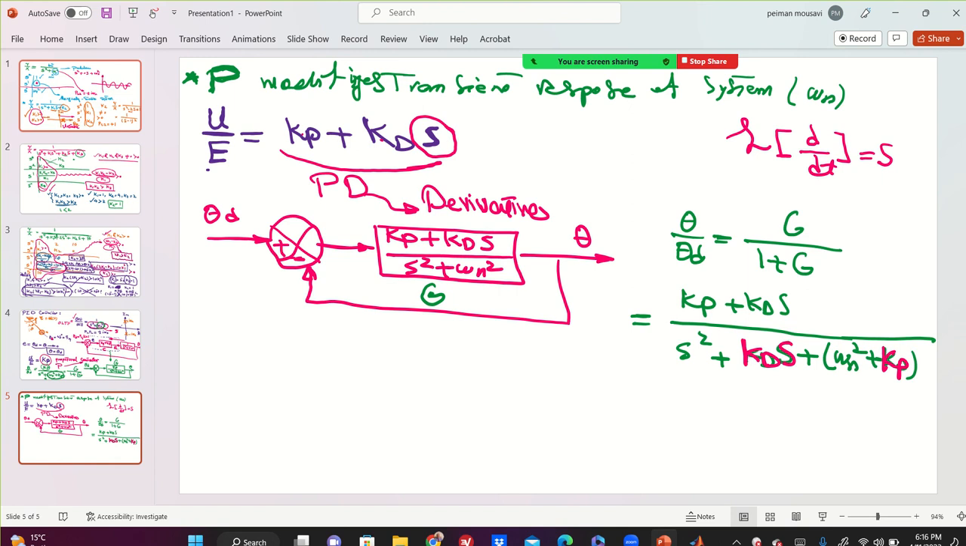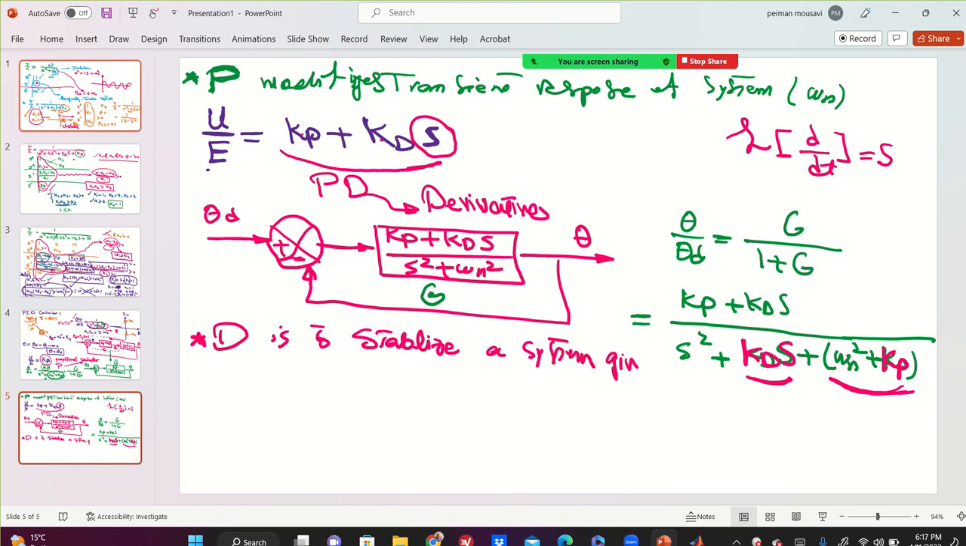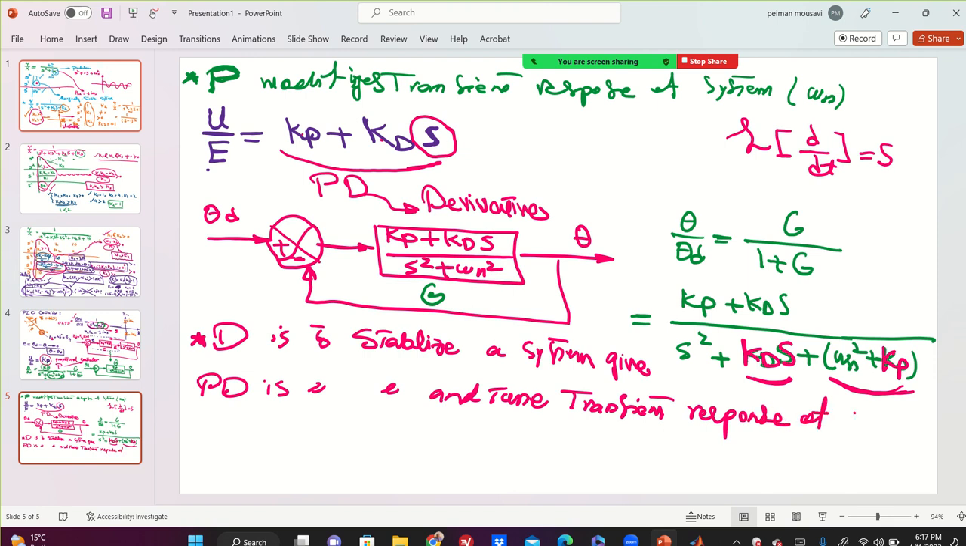the PD controller? What emerged here? S. Yes or no? So I stabilized the system, and I tuned the natural frequency of the system by Kp. So you can say the controller's function is to stabilize a given system, and the PD is to stabilize and tune the transient response of the system.